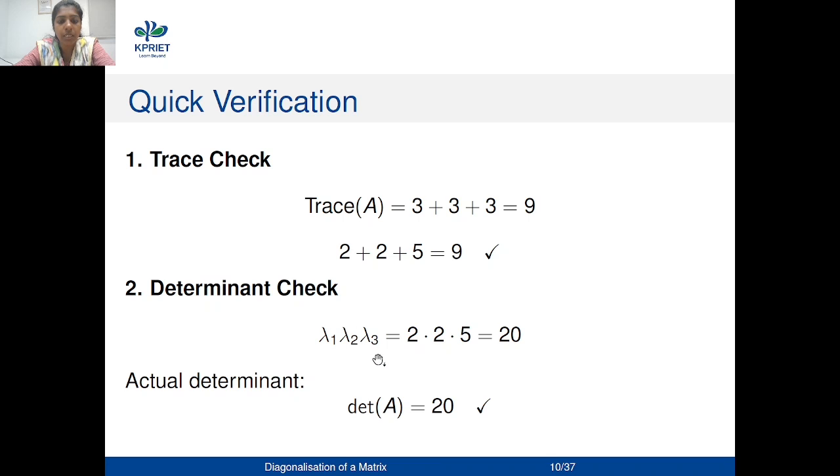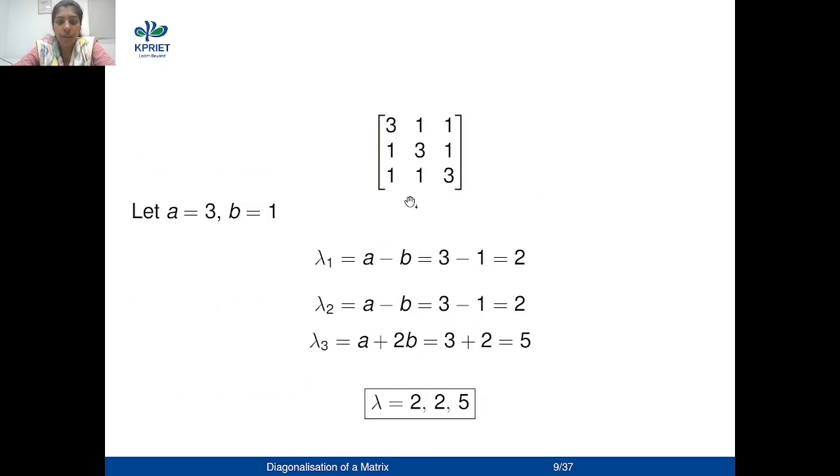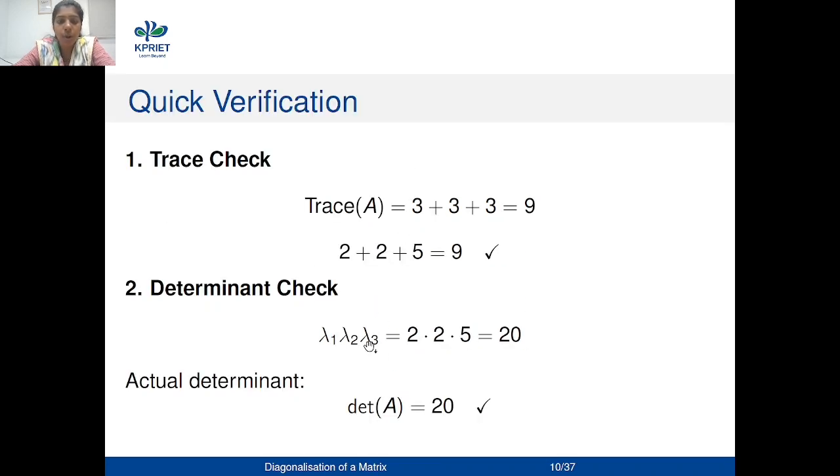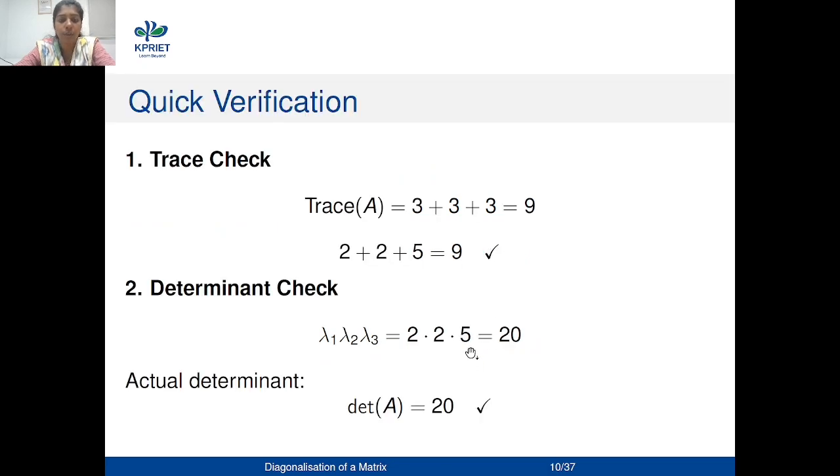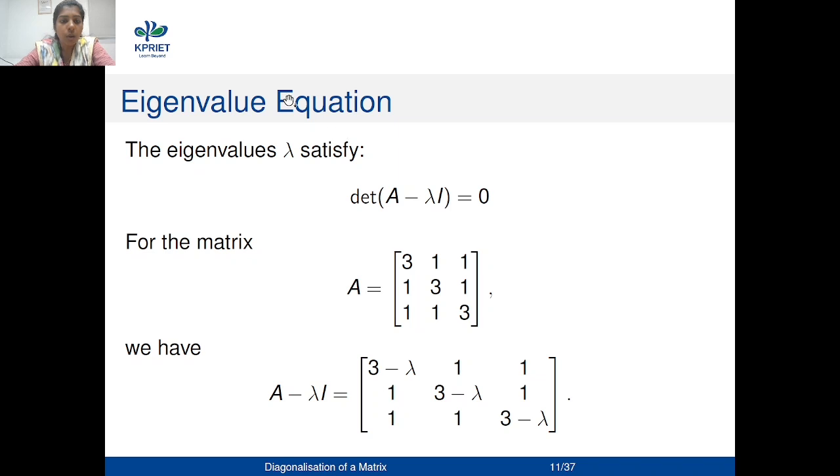Now the determinant of this matrix should be equal to the product of the eigenvalues. Here the product of the eigenvalues is 2 into 2 into 5, that is 20. So you can find the determinant of the matrix, it is nothing but 20. You can check it on your own. Now let us move on to the first step to find the eigenvalues.